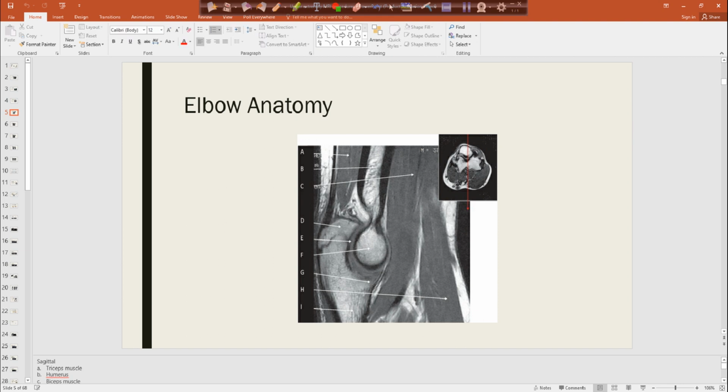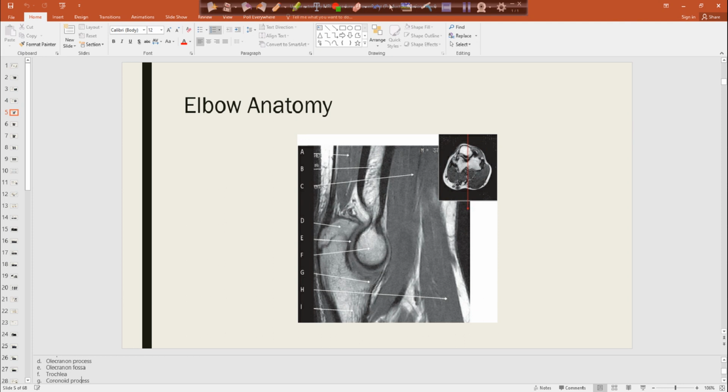Good. So A, triceps muscle, posterior of the humerus. B is your humerus. C, biceps muscle, flexion. D, olecranon process that has been fractured. E is olecranon fossa. So olecranon fossa, it is posterior of the humerus. Remember, that's where the process goes into when you straighten your arm. F, trochlea.